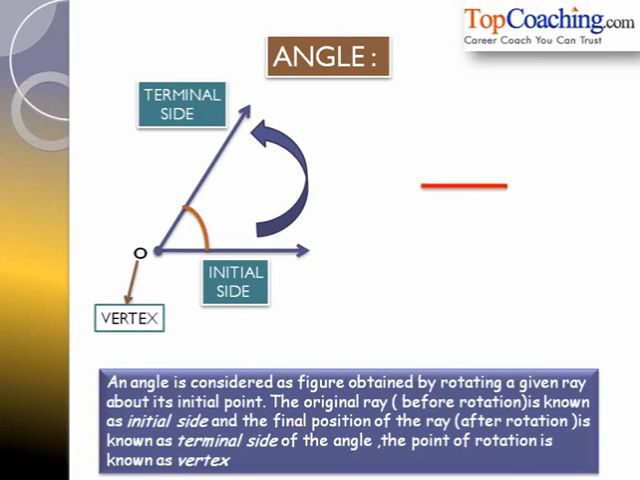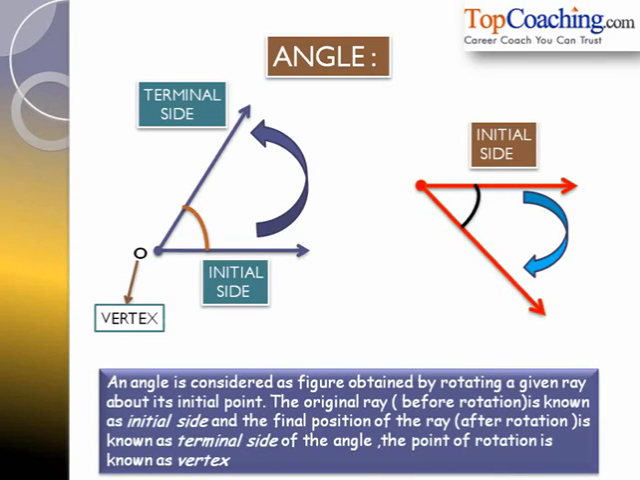Now let us say that this is also a ray, and now we rotate this ray in the clockwise direction and thus it reaches this point. Now again, this figure represents an angle. Here again, initial side is this one. This is the original ray and this is rotated in a clockwise direction. Here the final side is known as the terminal side and this point is known as the vertex. So this is also an angle, but here the ray is rotated in a clockwise direction.